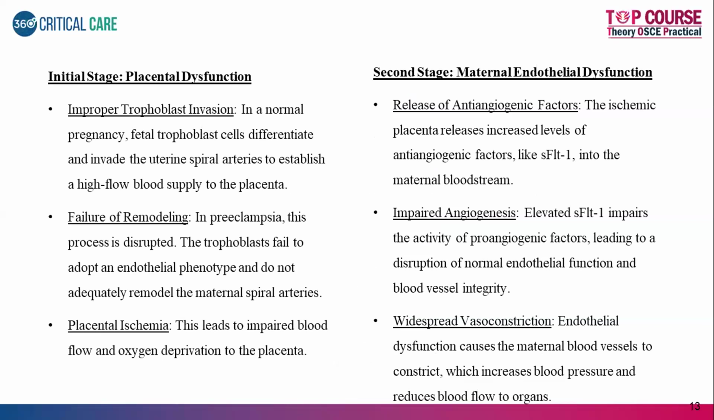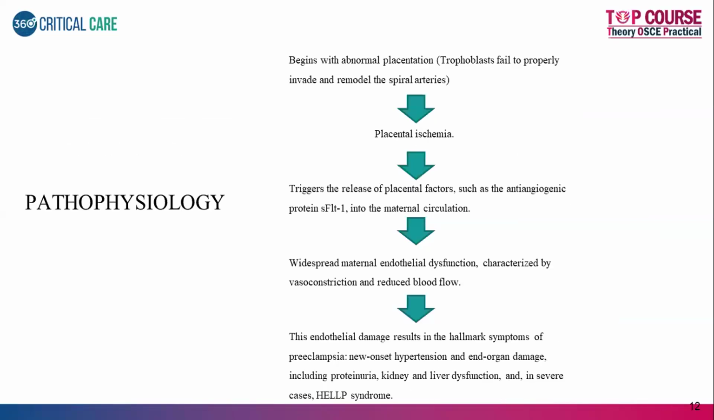So if you want more marks, you can write the stages. Okay, the same thing is divided into two stages. One is the placental dysfunction and second is the maternal endothelial dysfunction. The same thing only. So you can just put one flower bracket and write it as placental dysfunction and the maternal endothelial dysfunction if possible.